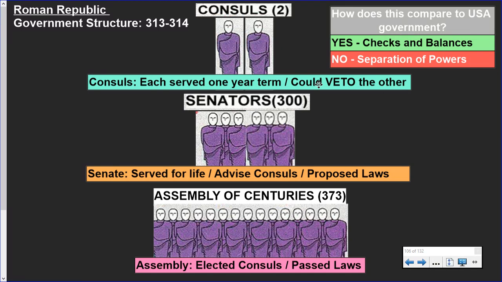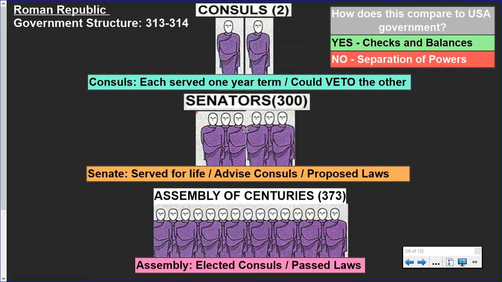What else could they do? They could also veto the other one. Now, the word veto means to get rid of or to kind of cancel out. And you could veto the other person's decision if you didn't agree with it. So basically, to get something passed, one consul would have to agree with the other. So they did have the power of veto or outvoting one another. So that's kind of their big jobs.